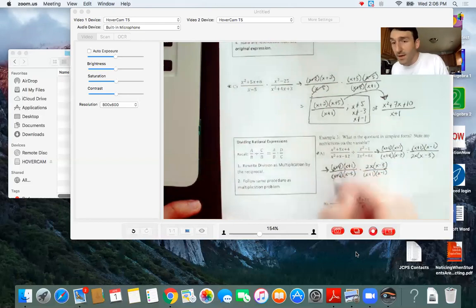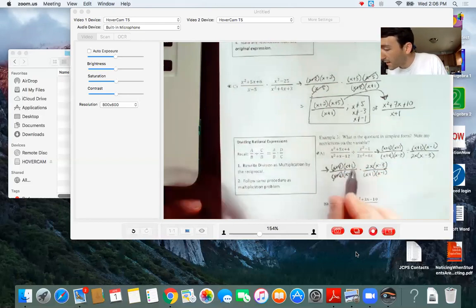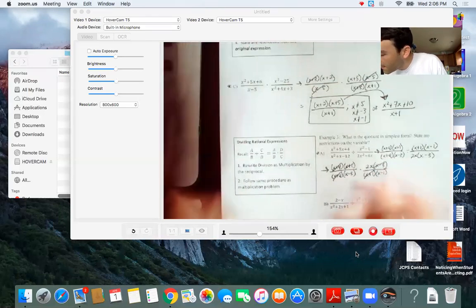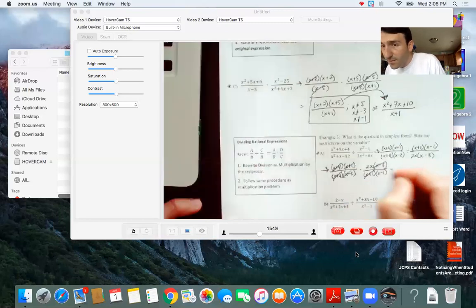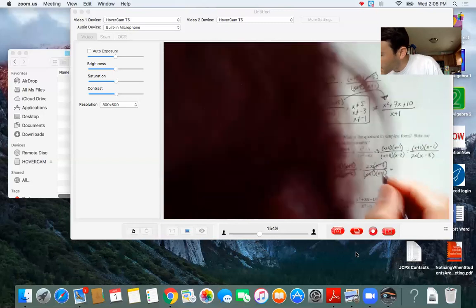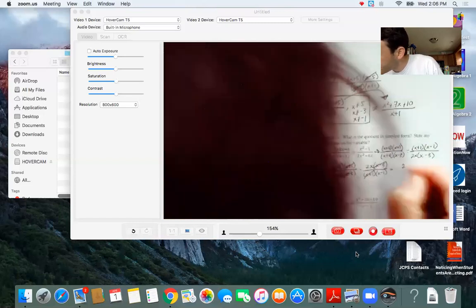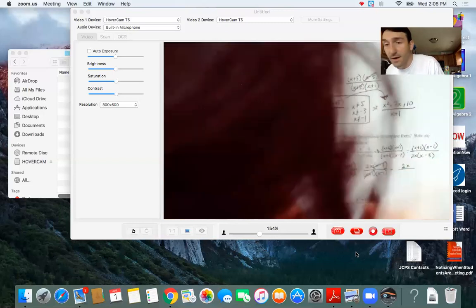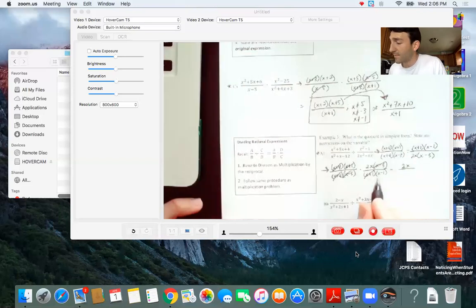All right, so those are going to cancel, x plus 1 and x plus 1. There's no other 2x. There is an x minus 3, though. So what we're left with in the numerator is going to be, looks like just a 2x. And then in the denominator, we just have the x minus 1.